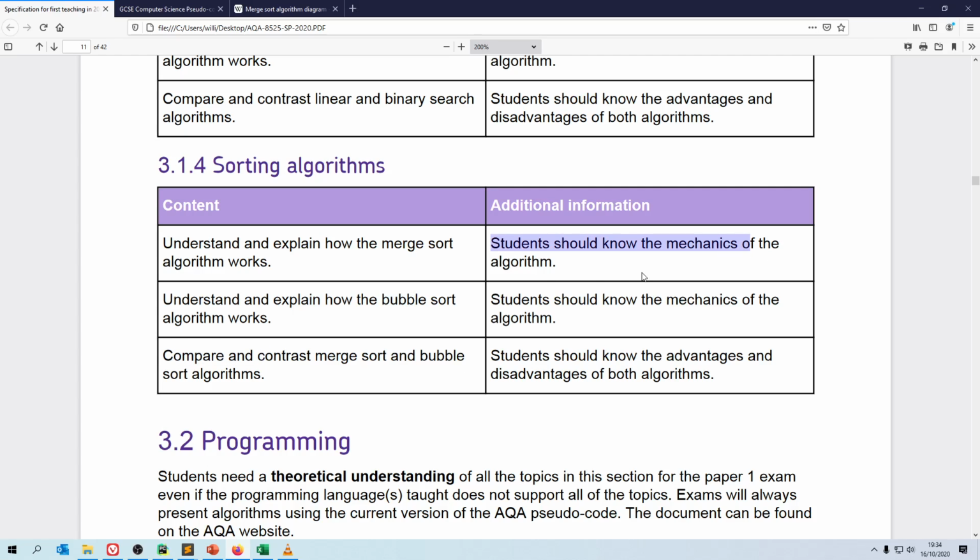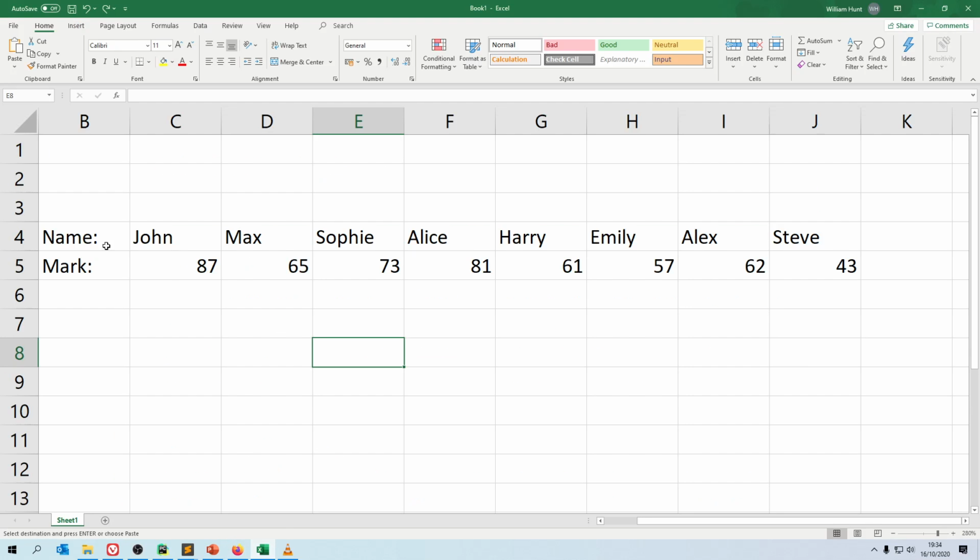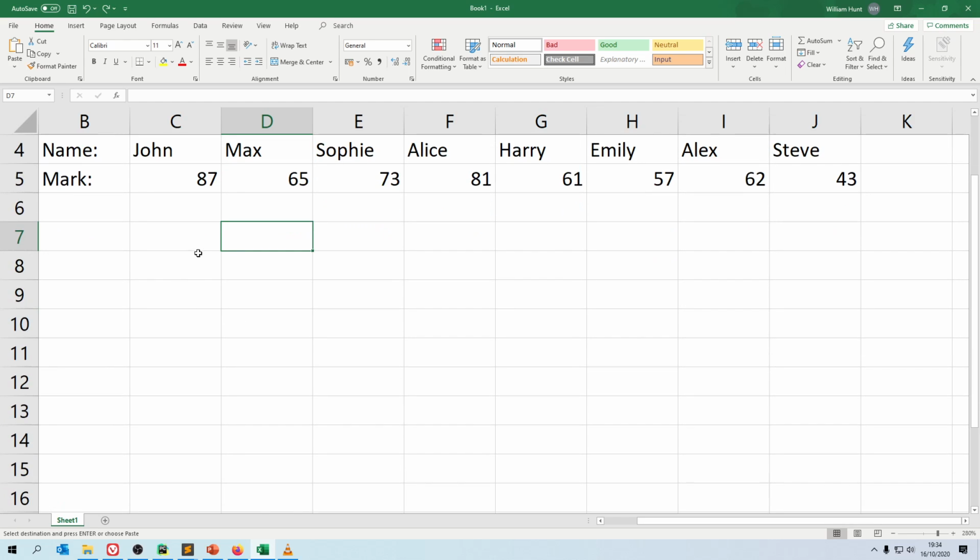And again, we have to understand the mechanisms of the algorithm. So you should be able to write the algorithm down without any help. You should be able to create a flowchart for it without being told how it works. Now, I've got my same data set from last time, but this time I've unordered it. And we're going to put it into order. So this is going to take a little while, so do pay attention.